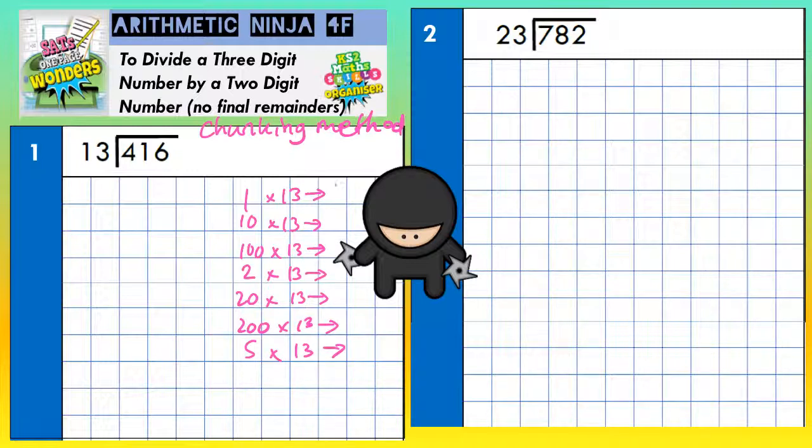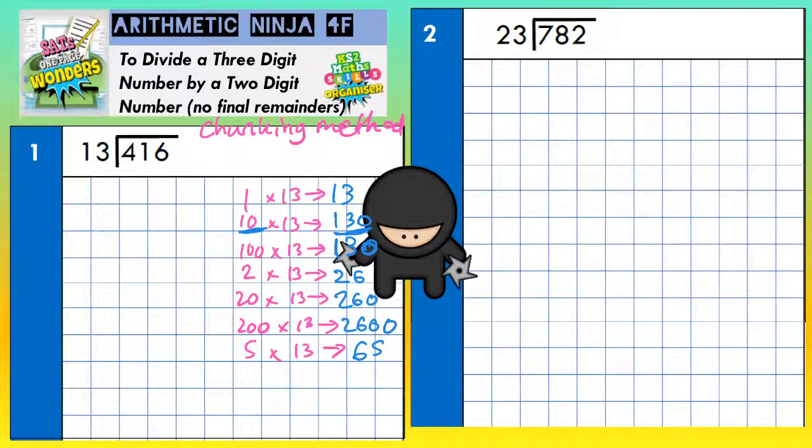1 lot of 13 is 13. 10 13s is 130. 100 13s is 1,300. 2 13s is 26. 20 13s is 10 times bigger than that 26, so 260. And 200 13s is 10 times bigger again, so 2,600. 5 13s is a half of whatever 10 13s is, so that's a half of 130. So that's 65. Now, those are the chunks that are going to help us get our answer.